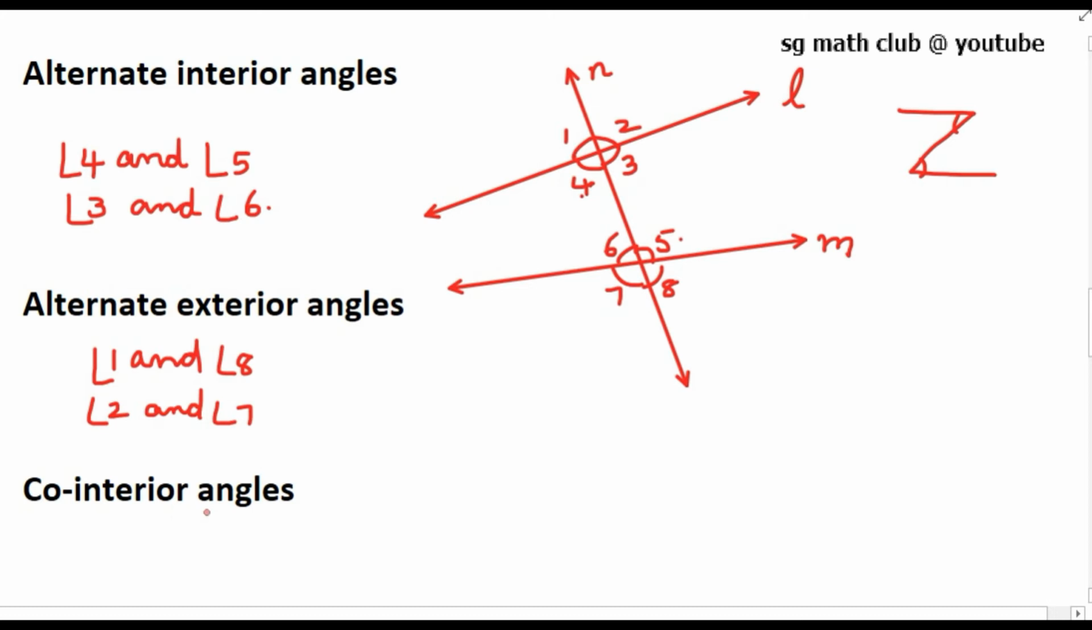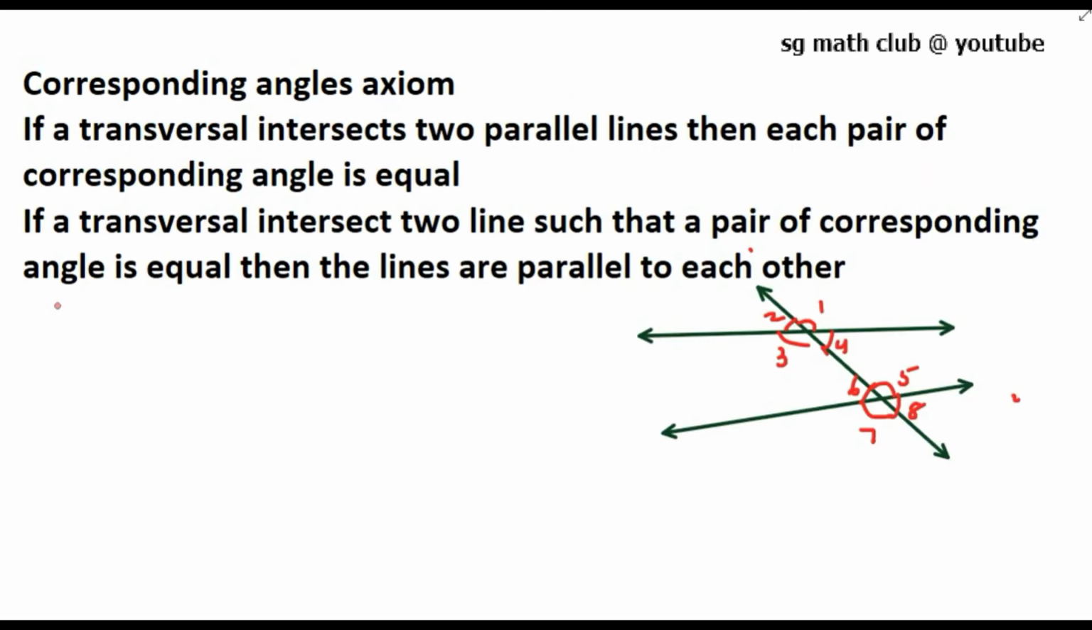And co-interior angles are nothing but interior angles on the same side of the transversal. That is angle 4 and angle 6. Same way angle 3 and angle 5. These are co-interior angles. Now let's see what is the corresponding angles axiom.